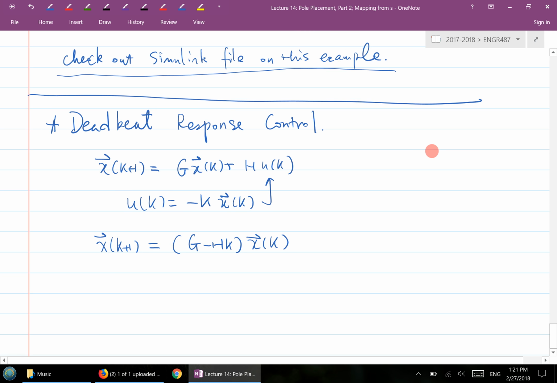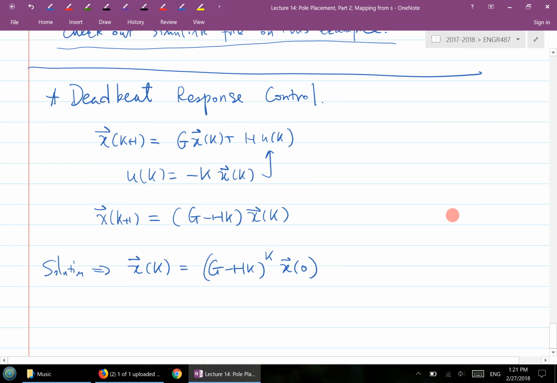And then from here, you can iteratively try to solve for a solution. I think I showed you already. So a solution here is x of k equal to (g minus hk) to the power of k, times x of 0. Here's a solution for x of k. That's a regulation problem, right?